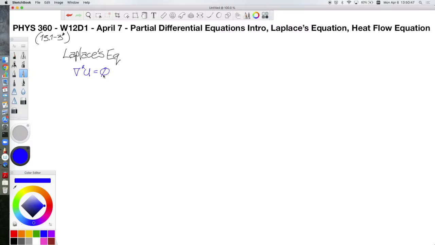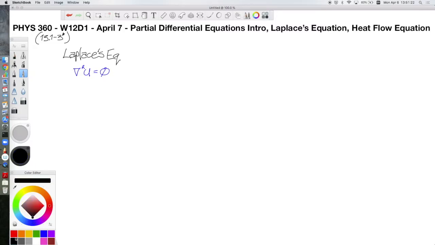Now here u can be many different things, and this is all outlined in section 13.1 in your textbook, so I'm not going to rewrite it all here, but I'll say it out loud at least. U here could be the gravitational potential in a region with no mass, the electric potential in a region containing no charge, the steady state temperature of an object where there are no heat sources in that region, or the velocity potential for an incompressible fluid that has no vortices, sources, or sinks in that particular area.